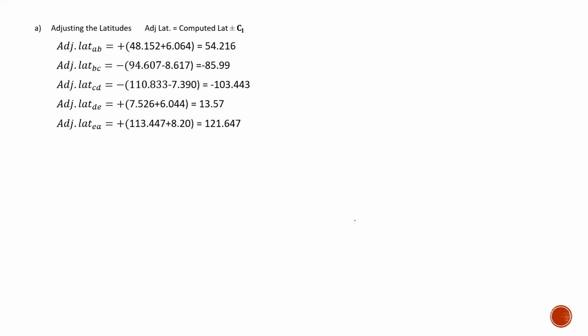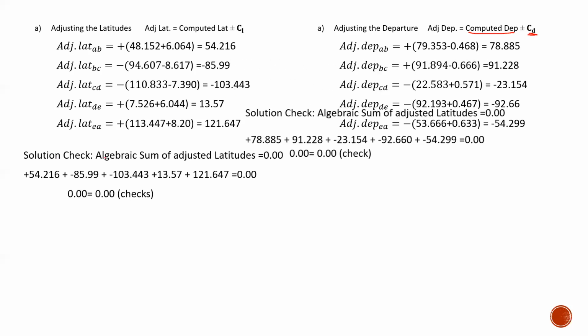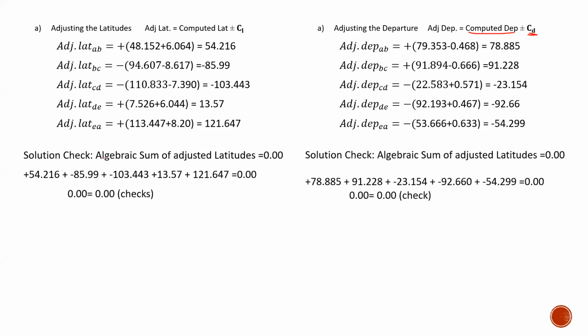And when we are adjusting the latitude, the adjusted latitude is equal to the computed latitude, yung kinumpute natin, plus or negative, it depends, okay? It depends, plus and negative for the correction for your latitude. Again, yung CL is the corresponding course na correction. Same rin para sa departure natin, yung gagawin natin. Computed departure plus minus the corresponding correction for the departure. So, we also do an algebraic solution or solution check here. Dapat mag-equal na siya sa 0.00.